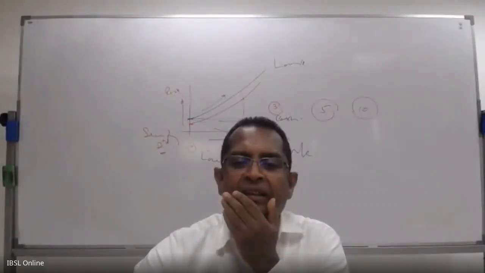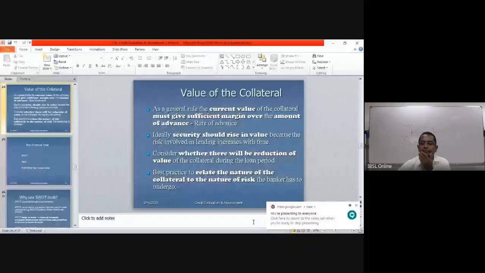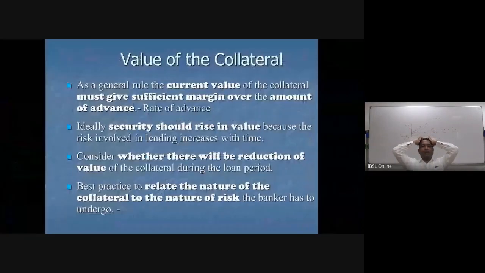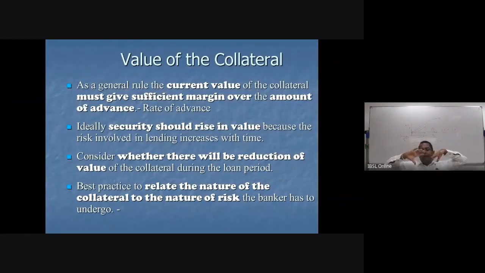Best practice is to relate the nature of the collateral to the nature of the risk. If it is short-term risk, reducing balance is okay, fluctuating balance is okay, like that we can have. But if it is long-term, then we have to look at the structure, the nature of the security.